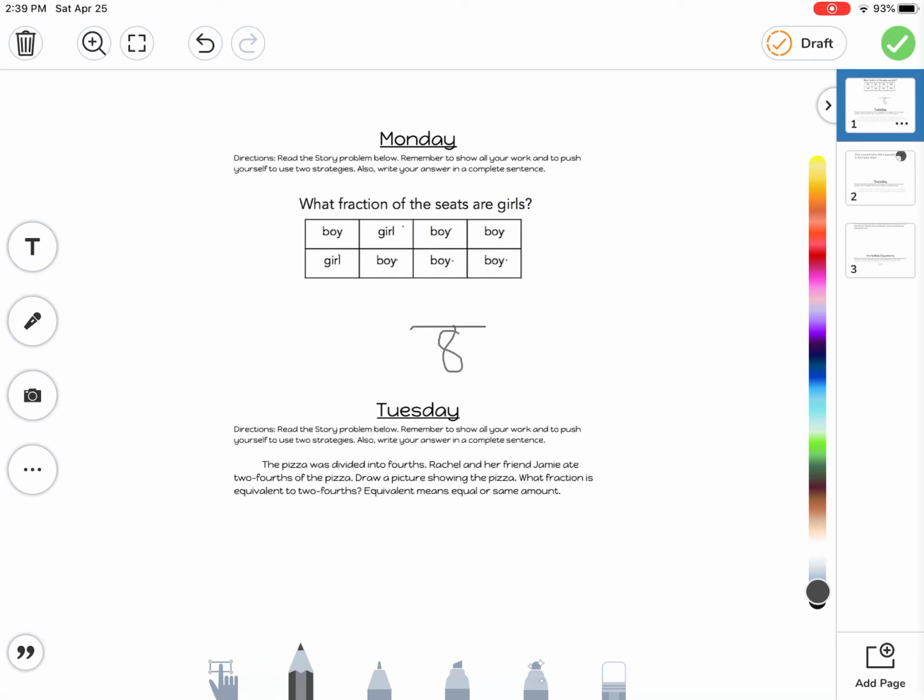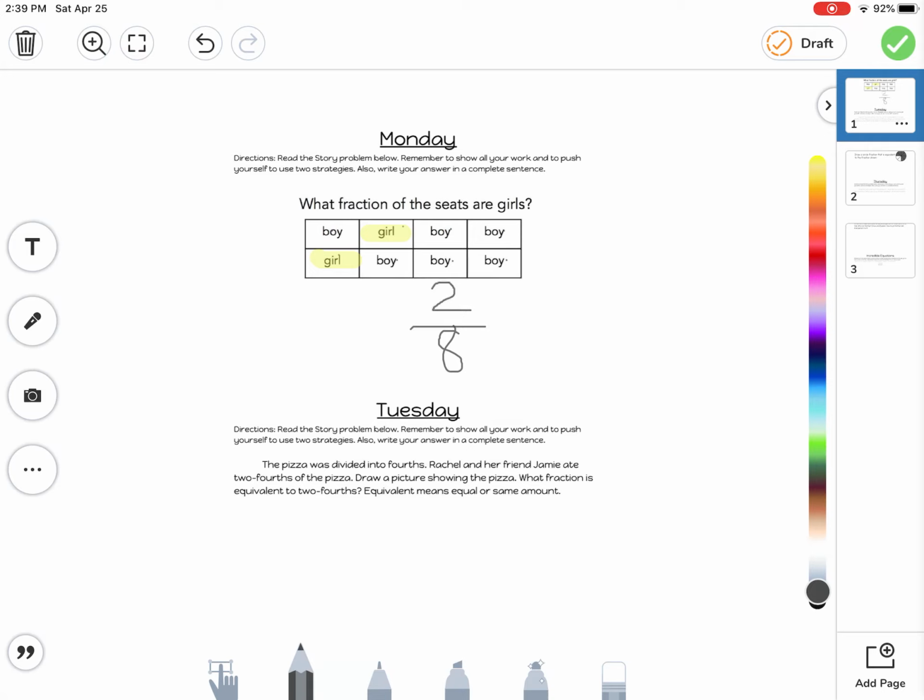And now I need to count how many of those are girls. So I'm going to color in my girls, and I'm going to say I have 1, 2, and that's it. There are only 2 girl seats. So that's the part that I want to know, or the numerator. So your answer is 2/8.